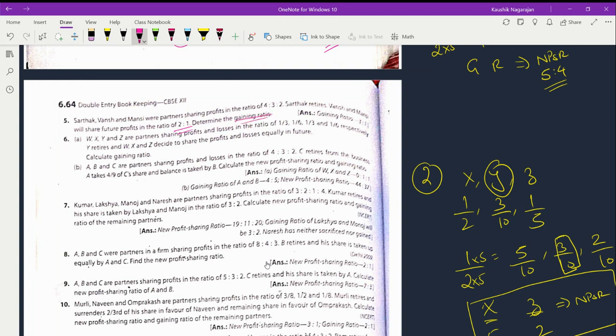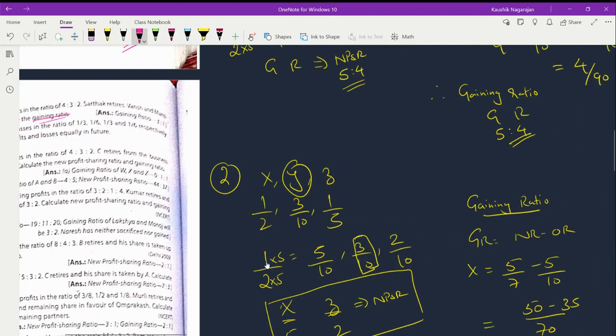So remember, this is not the problem where we are deriving the NPSR and gaining ratio. Here, NPSR is given, so it is not a simple or normal problem. At the same time, we don't know whether it's a special problem too, because the words of special cases like taken, acquired, given, gifted are not given in the question. But still, you know one thing, that they have asked only to calculate the gaining ratio.